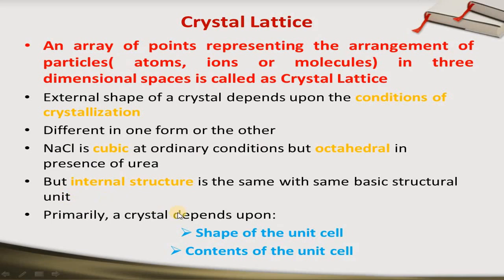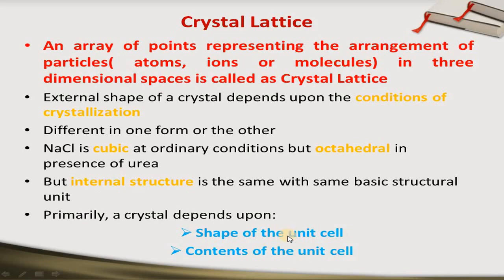But the internal structure remains the same, with the basic structural unit. It means that by changing the conditions, the external shape of a crystal can be changed from cubic to octahedral, but the unit cell, the basic structural unit, will remain the same internally. Primarily, a crystal depends upon two things: the shape of the unit cell and the contents of the unit cell.